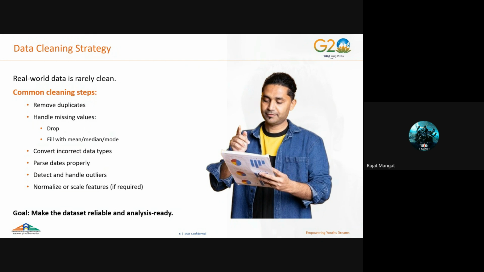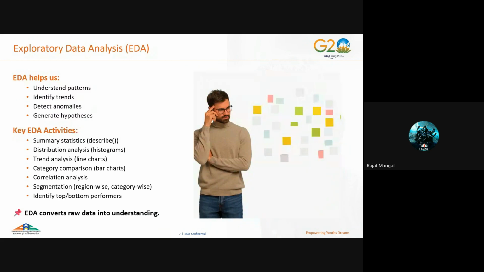We have learned about scaling earlier also. We need to scale down the features so that one column or one value does not dominate the other, so that our model's bias is reduced to approximately zero and it does not generate biased results. That's why scaling is required. Your goal is to make the data set reliable and analysis ready. Once it is ready, you are good to go for the further steps.